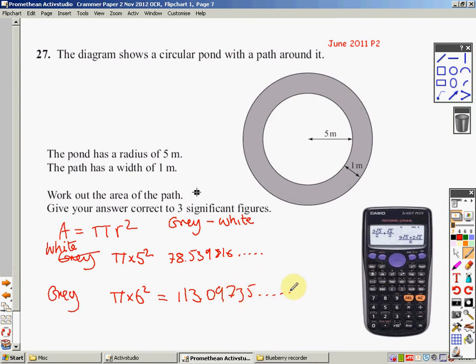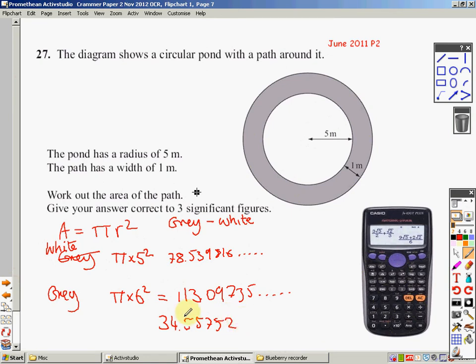Now, to work out this bit here, I've got to do the grey one minus the white. So it's going to be 113.09735, take away 78 point whatever. I'm going to do that on my calculator now. 78.53981 equals, and my answer there is 34.55752. I'm going to stop there.